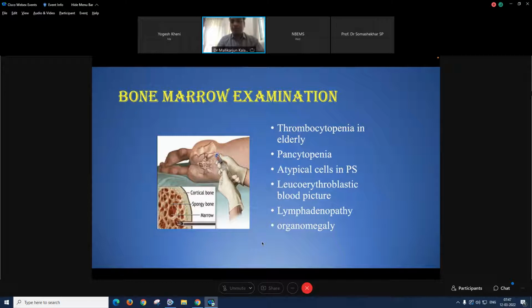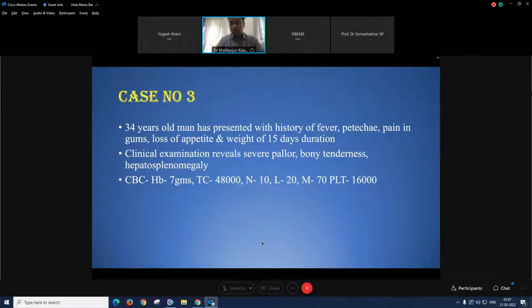So bone marrow examination must be used to confirm the diagnosis in elderly patients who have pancytopenia, who have massive splenomegaly, or even palpable lymphadenopathy, atypical cells on the peripheral smear, and organomegaly. So that is something important so that we don't miss a sinister problem causing cytopenia.